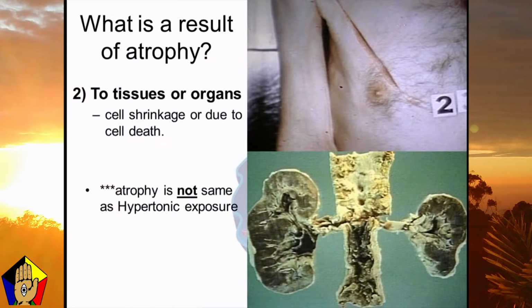Here's an example of what happens to tissues when they atrophy. In this example, the guy had a cut that went across his shoulder, and he wasn't able to use his arm because it cut the nerve. So his arm was limp and dangling and he couldn't use it. So you can see how atrophied it is, how shrunken it is.